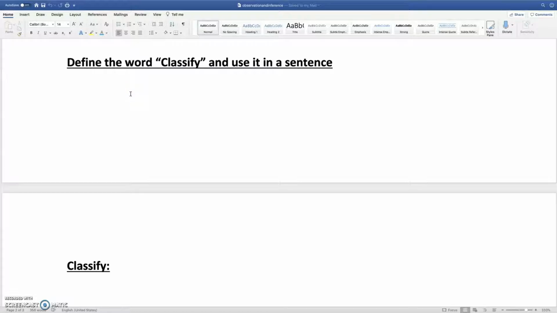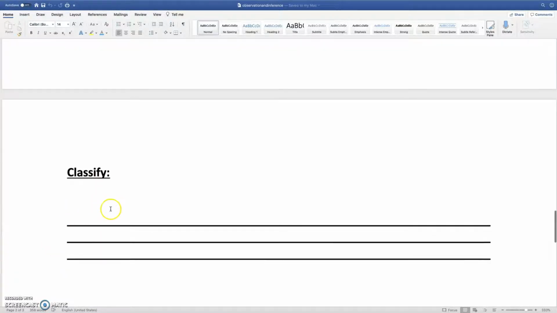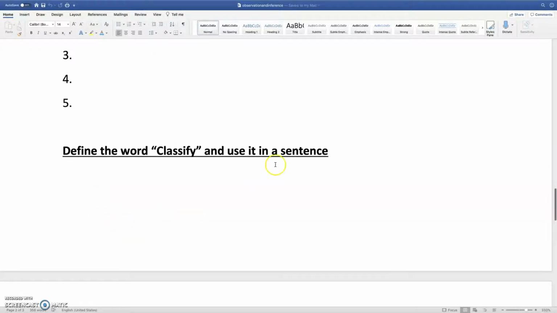So like if I had a bunch of seashells or a bunch of marbles and I start to pull them out and put them into groups, to group or to organize is what it means to classify. We classify things in our lives every single day, all day long. So again, classify means to group or to organize. You may want to write that down in your notes. Here's a spot, classify: to group or to organize things based on characteristics. And then again, try using that in a sentence.